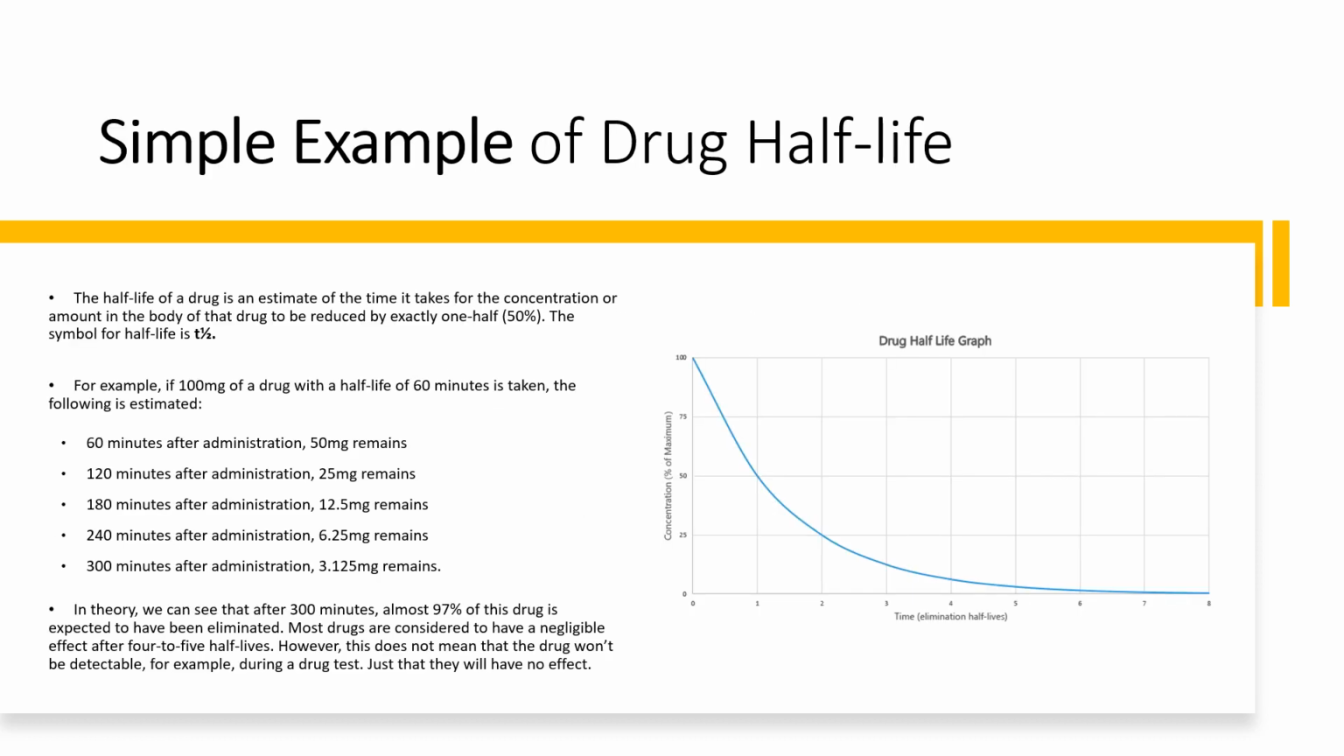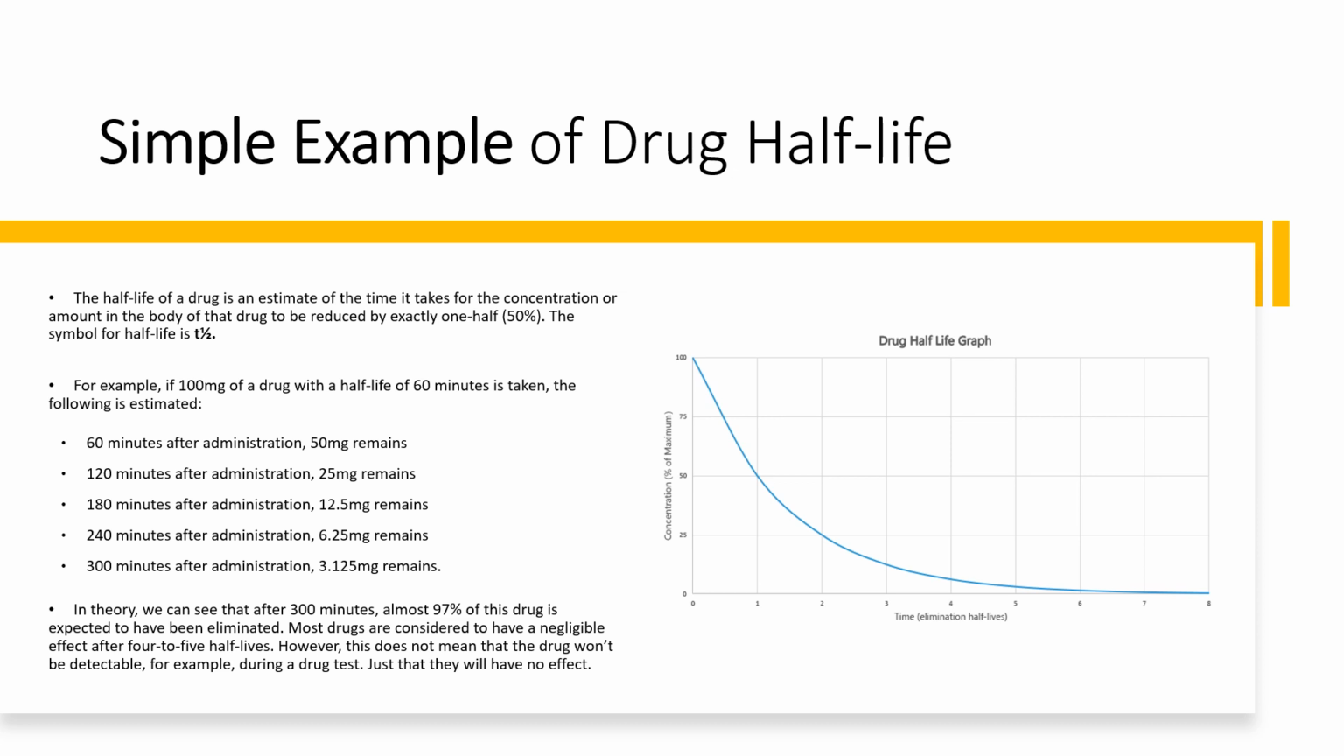Here is a simple example of drug half-life. The half-life of a drug is an estimate of the time it takes for the concentration or amount in the body of that drug to be reduced exactly by 1/2. The symbol for half-life is T half. For example, if 100 milligrams of a drug with a half-life of 60 minutes is taken, the following is estimated.